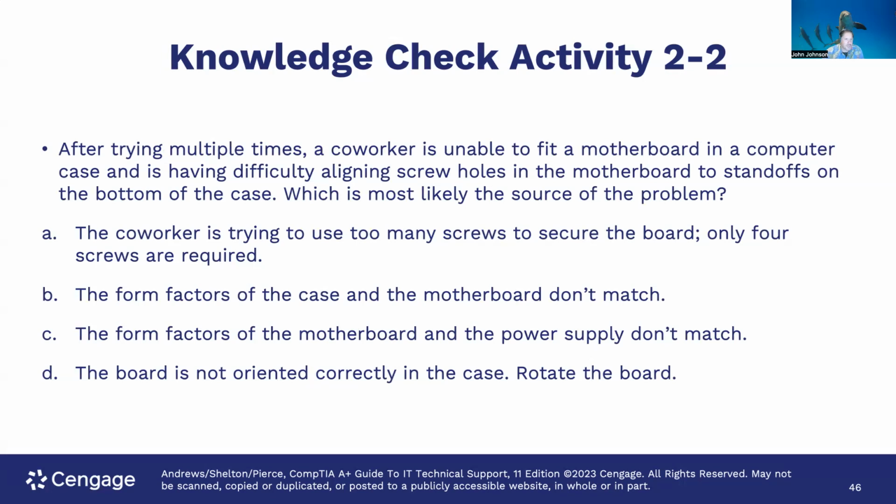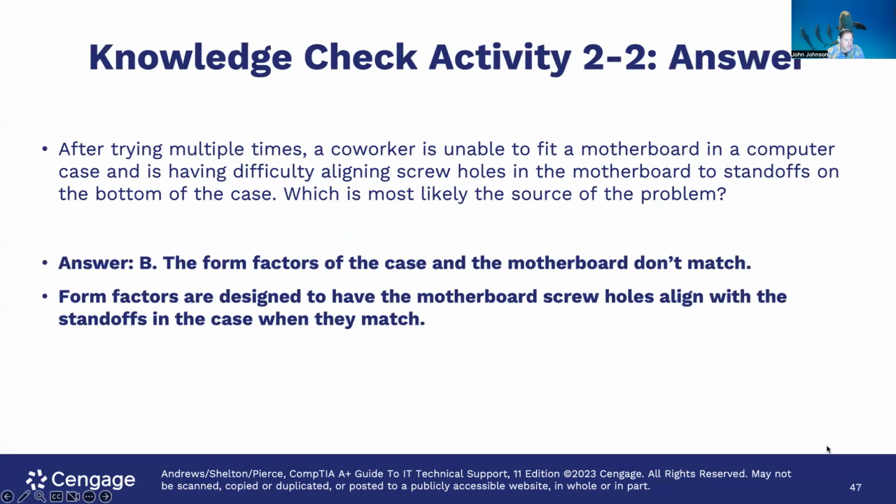So D says the board is not oriented correctly in the case, rotate the board. That's a very interesting thing, but it runs against logic, because if you think about it, with your IO shield and your IO ports only being able to go one way, pretty much you have it in the right direction. It's most likely not this answer, unless you've been drinking very heavily. So the answer is going to be B. The form factors of the case and the motherboard don't match, and that's exactly what we thought. Form factors are designed to have the motherboard screw holes align with the standoffs in the case when they match.